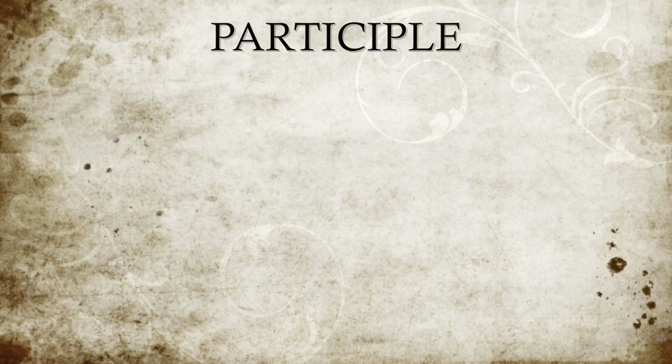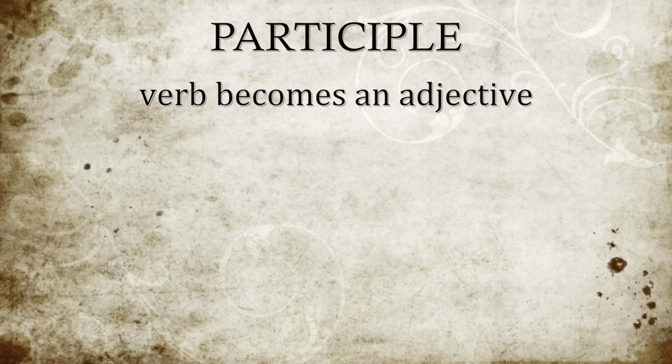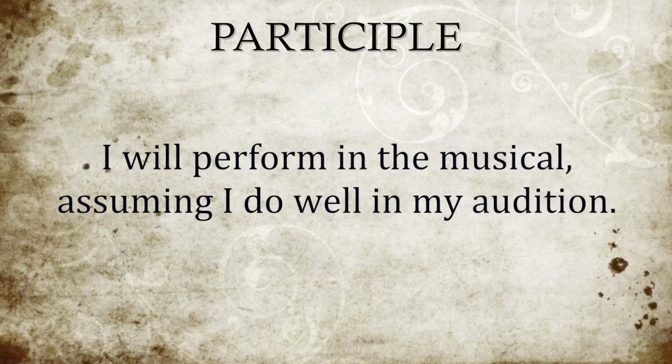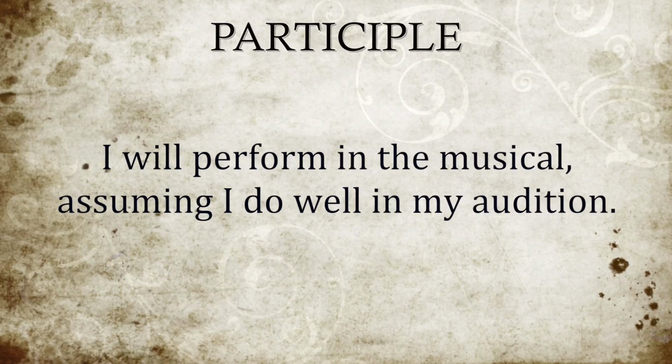Participle prepositions are verbs becoming an adjective. These tend to be easier to identify for most people. Words like this include assuming, considering, given, and provided. If I say a sentence like, I will perform in the musical, assuming I do well in my audition. Again, look for the nouns. Musical, audition. Normally right next to or somewhere in between. Assuming I do well in my audition. Assuming would be our participle preposition.